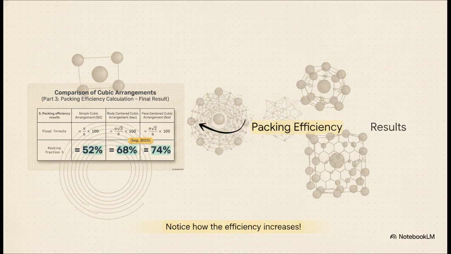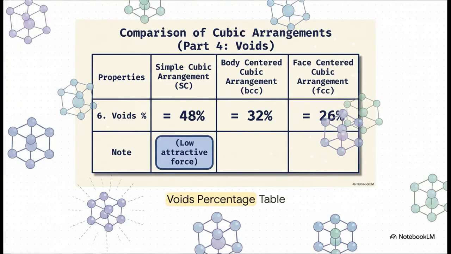Just look at how that efficiency increases step by step. Simple cubic is sitting at a pretty loose 52%, but by the time you get to face-centered cubic, it's packed super tightly at 74%. Comparison of cubic arrangements, Part 4, voids.